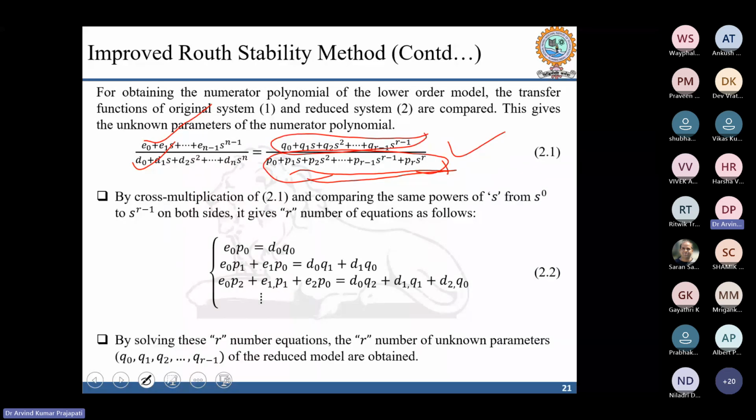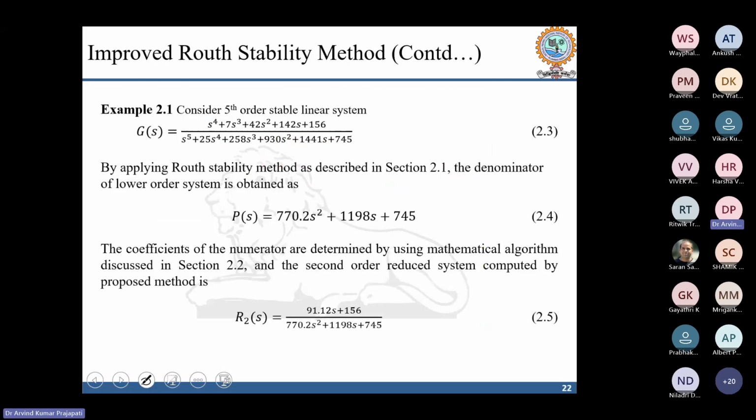So what you can do is cross multiply this into this. These are known, these are known. Only the Q0, Q1, Q2 coefficients are unknown. If you cross multiply, then you can solve these simultaneous equations and get the unknown coefficients of the numerator polynomial. You can apply this to any fifth order stable system, in which the denominator we have calculated by using route stability, we get this, and the numerator we cross multiply, and then we get this.